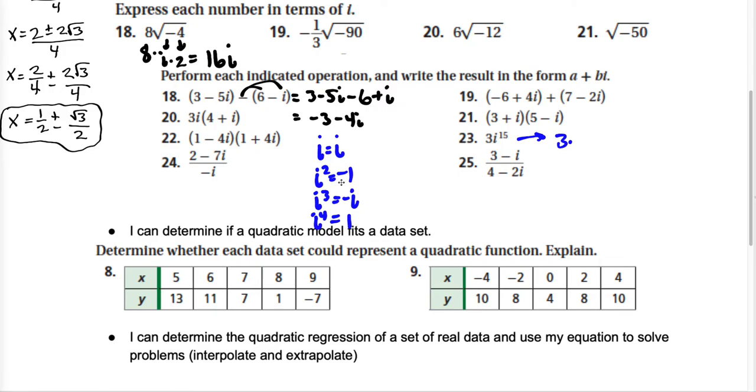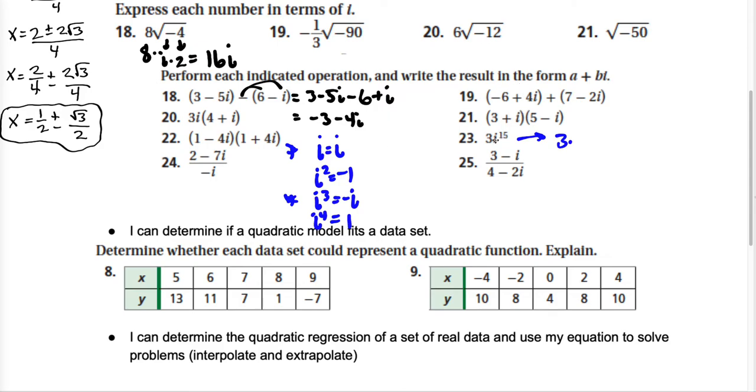Now, if it helps you, I didn't really bring this up the other day. Do you notice that all of the even-powered ones are normal numbers, and the odd-powered ones are i's? You basically just have to figure out if it's positive or negative. So over here, I see i to the 15th. I know it has to be this one or this one.